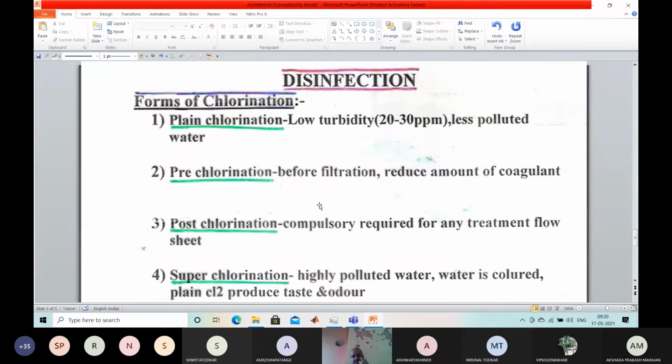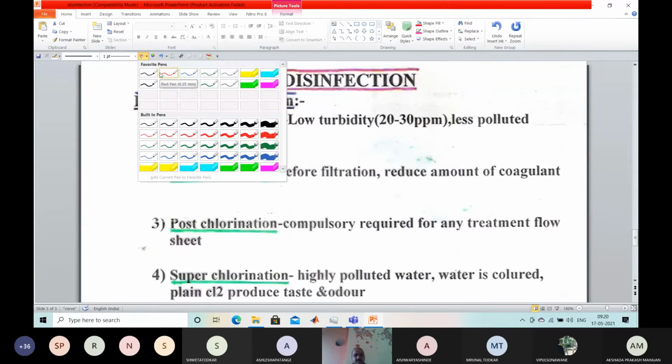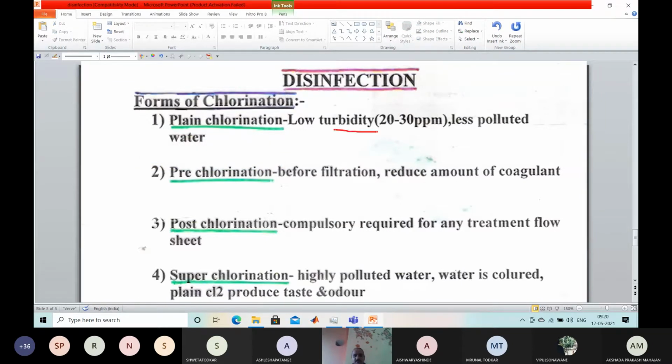Now, once you understand the basic things about chlorination, there are different forms of chlorination. The first form is plain chlorination. Plain means simple. When do you apply plain chlorination? When the turbidity of water is between 20 to 30 ppm, or the water is less polluted. If the water is less polluted, we can simply apply plain chlorination.